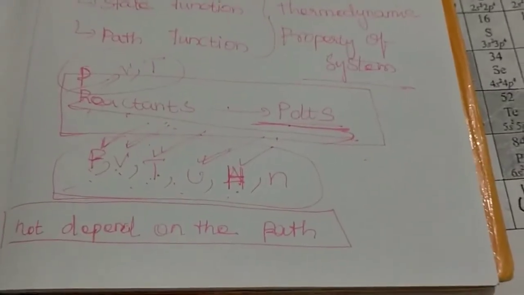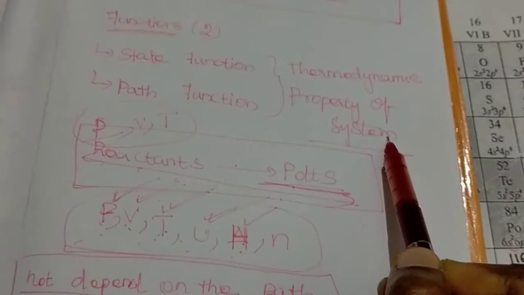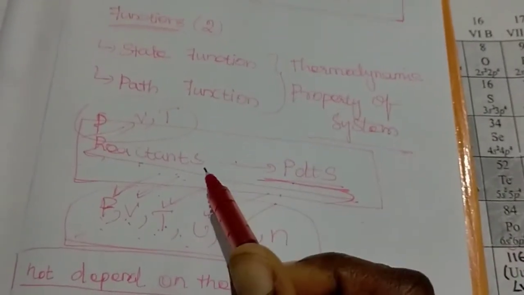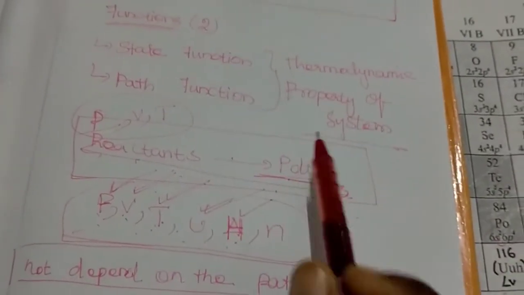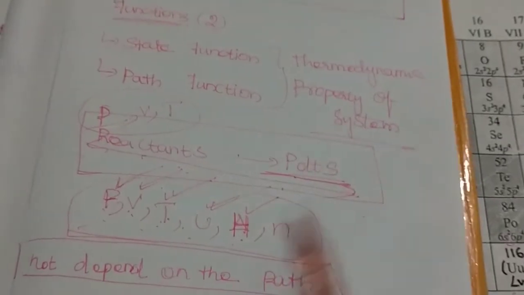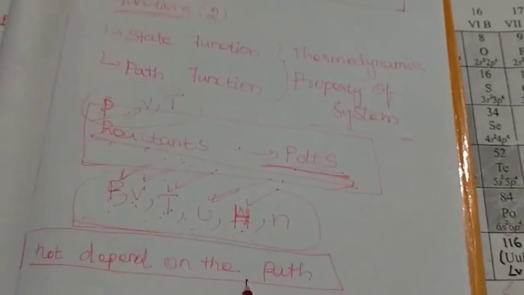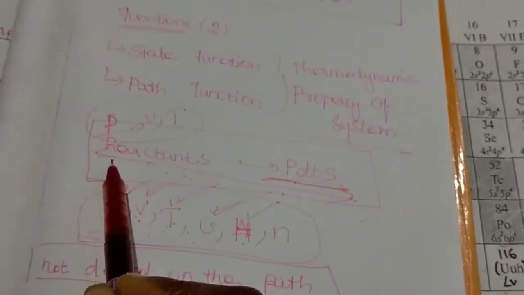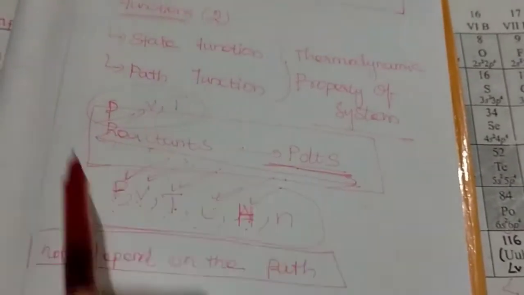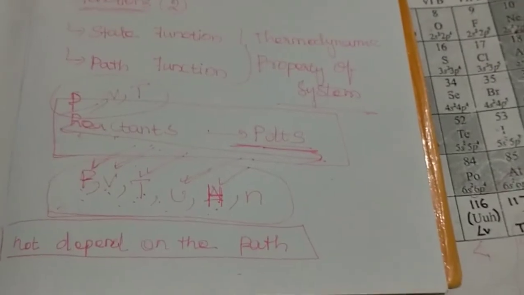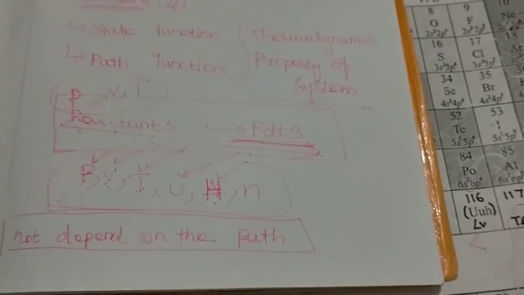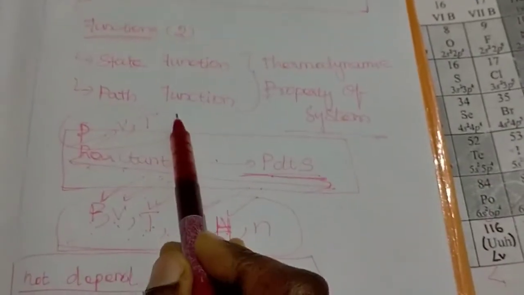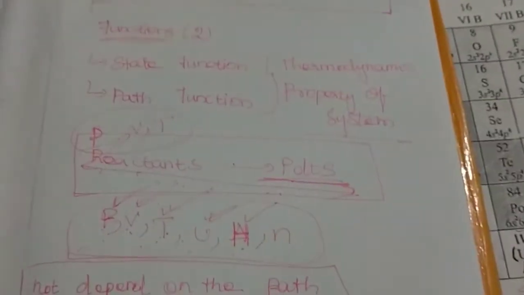So what is a state function? A state function is a thermodynamic property of a system whose specific value does not depend upon the path or manner by which the particular state is reached. That means the path and manner of that particular thermodynamic reaction. This is a state function, and a path function is the opposite. State function is opposite to path function.